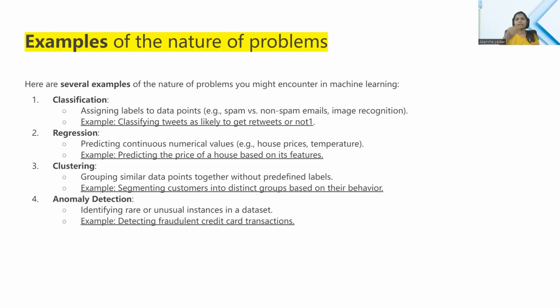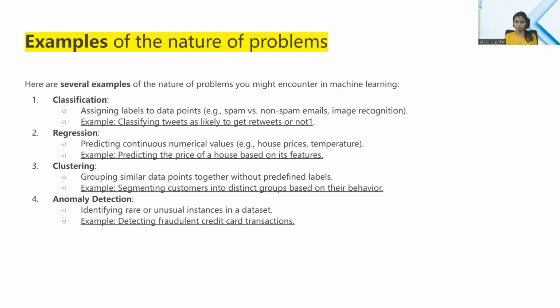Okay, this is the data and this is the label for it. This is for spam, this is for non-spam. This is for update, this is for social, or this is for promotion. So that's how classification works, if you have a problem where you have to classify things. For example, classifying tweets as likely to get retweets or not. You're given multiple tweets and you have to classify them as retweets or not.